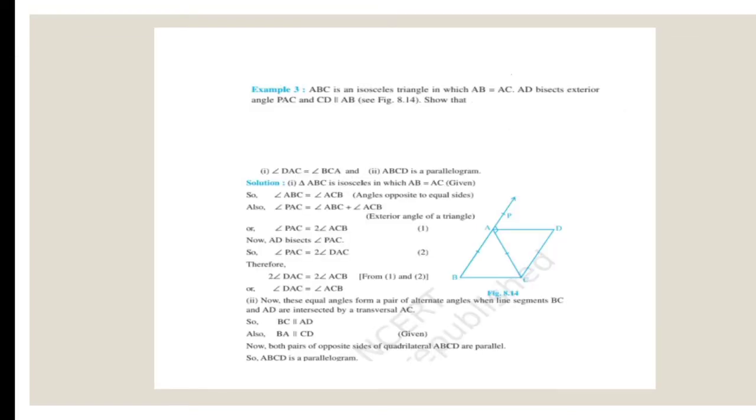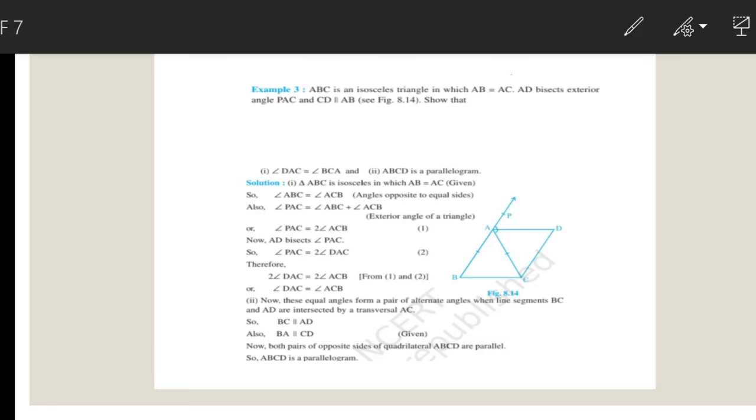Now sum number 3. In sum number 3 it is said ABC is an isosceles triangle in which AB is equal to AC. So if you follow the diagram, you can see AB is equal to AC. AD bisects the exterior angle PAC. So PAC is the exterior angle and AD bisects it. And it is also given that CD is parallel to AB. So this line CD is parallel to AB.